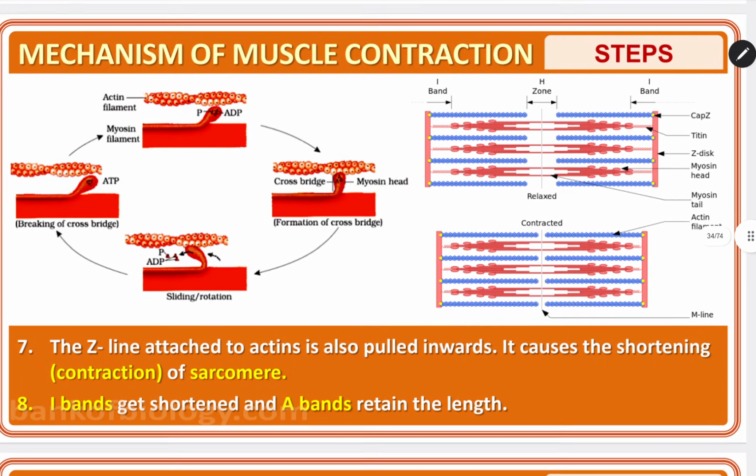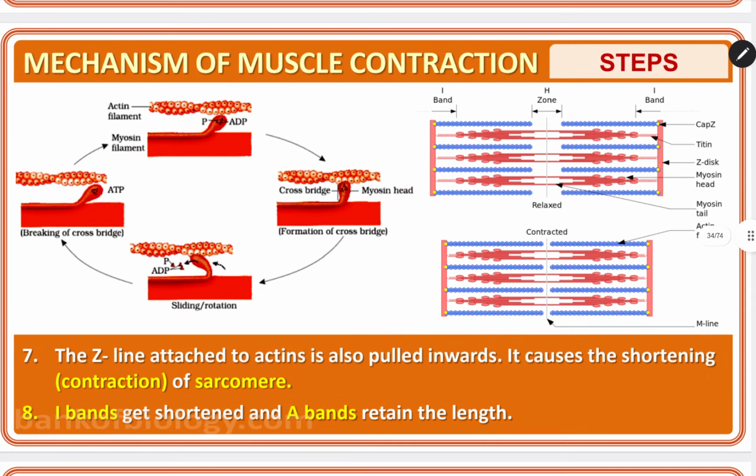Next, see the diagram. The Z line attached to the actin is also pulled inward, like this. Comparing the relaxed state and the contracted state, it causes the shortening or contraction of the sarcomere.